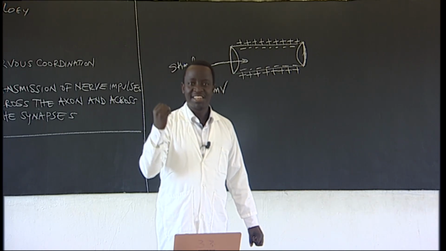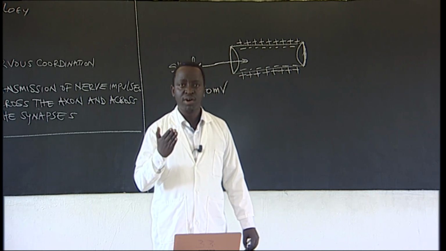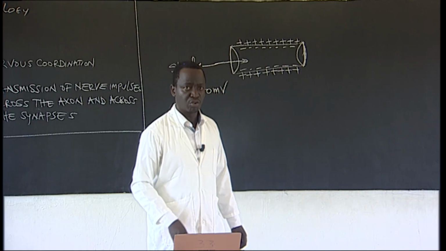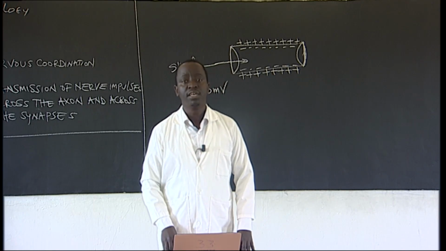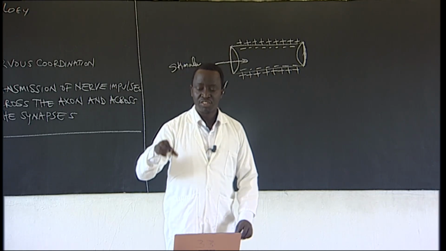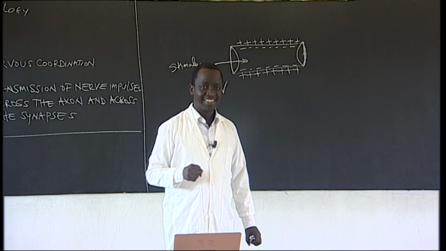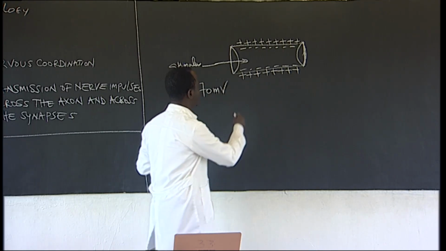Now that impulse has to be transmitted to the what? To the central nervous system, to the brain and spinal cord, so that you can get a response. The response that you're going to get is just to remove what? To remove your finger from the hot object. Are you getting that? So now, when the stimulus happens, what's going to happen at this membrane?